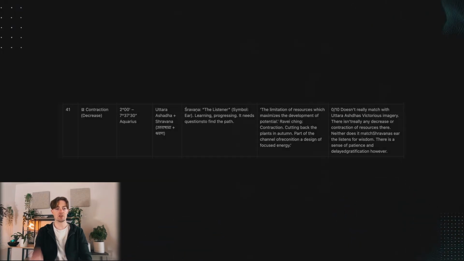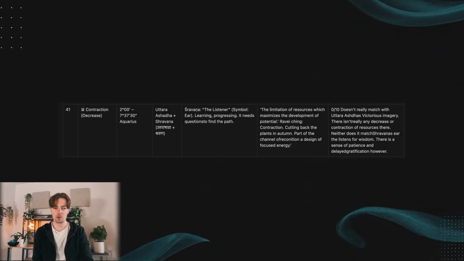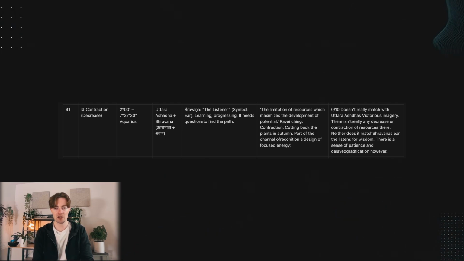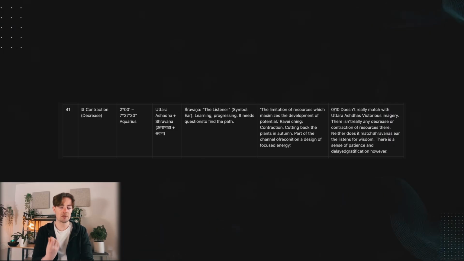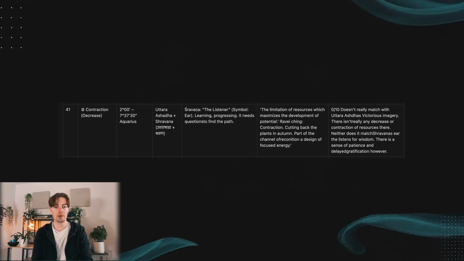Gate 41, contraction, or the gate of decrease. It runs from 2 degrees to 7 degrees Aquarius. It crosses Uttara Ashada and the Shravana Nakshatra. To introduce Shravana Nakshatra, this is the listener. The symbol is the ear. It's about learning, progressing, sound, music, listening to spiritual teachers. It needs questions to find the path.